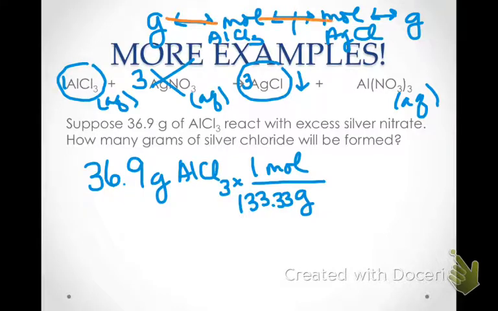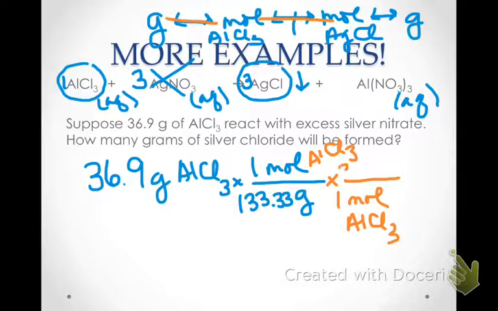And so next, if I look at my master plan, I just went from grams to moles. Now I'm going to go from moles of AlCl3 to AgCl. So I need to label this AlCl3, which means that needs to go on the bottom. So for every 1 mole of AlCl3, I'm going to make 3 moles of AgCl.